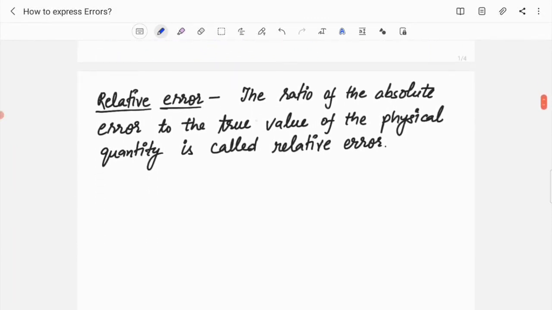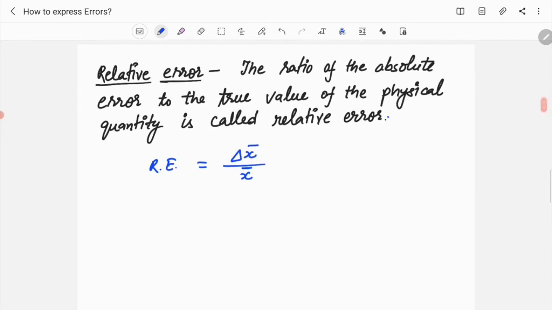Next one is relative error. It is the ratio of the absolute error to the true value of the physical quantity. It is called relative error. So relative error can be expressed as mean absolute error upon mean value. This is called relative error.